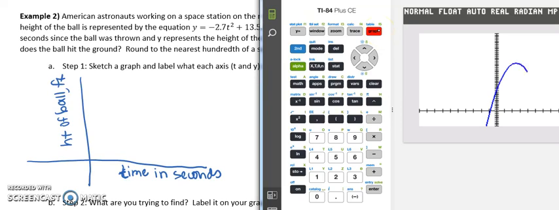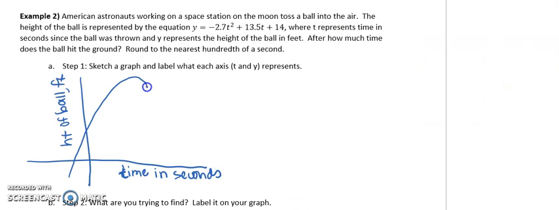Now, don't forget, I still have it set on that old window, which is fine. So what we're looking at is something right here, right? It looks to me like something like this, right? But if this is the astronaut throwing the ball into space, what's actually happening is this part right here, this first quadrant part, okay?